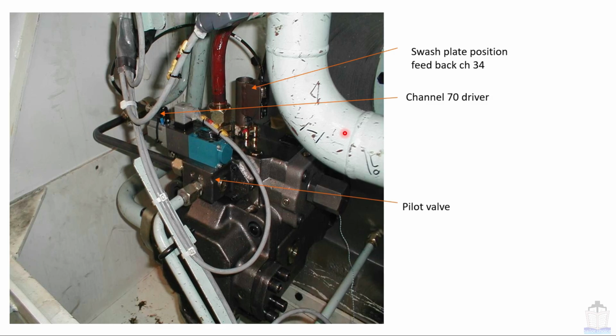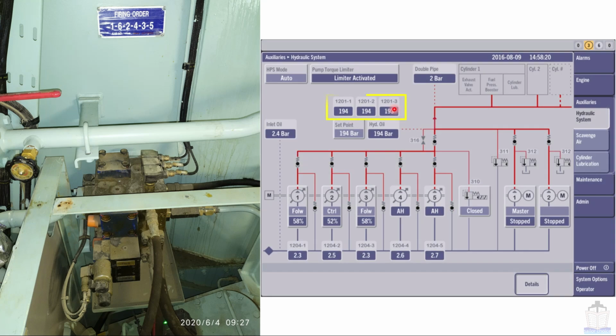Now going to talk about the sensor part of the engine driven swash plate pump. It has only one sensor, that is the swash plate position feedback sensor, that is mostly connected with channel number 34. Another electronic part is channel number 70 driver, and this is a purely mechanical part which is called the pilot valve. Another sensor part is these 3 high pressure transmitters. These are installed over here, these 3 you can see. So only that much sensor part is fitted in the HPS system.